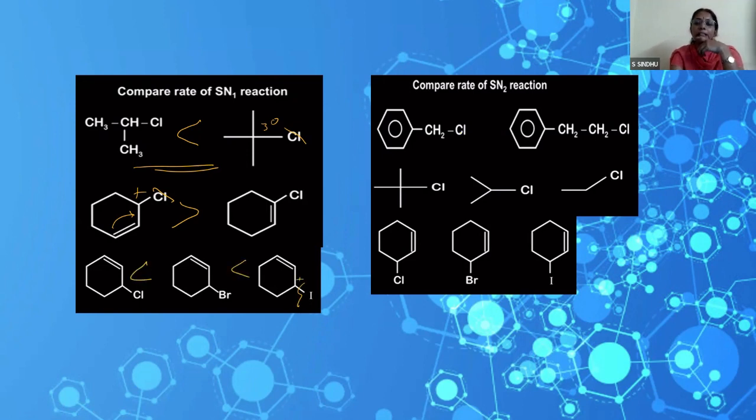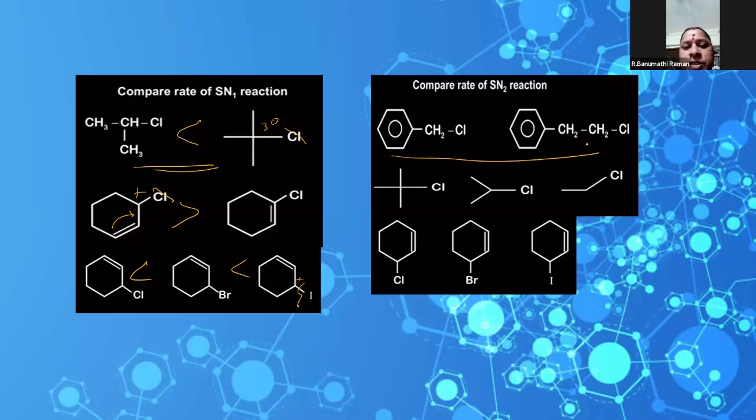What about SN2 coming in here? SN2, in the first set, the first one is less than the second. Which one will easily undergo SN2? The first one is better than the second one. The first one is faster than the second one.